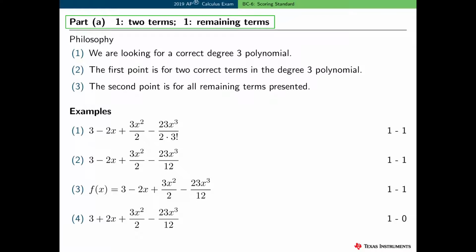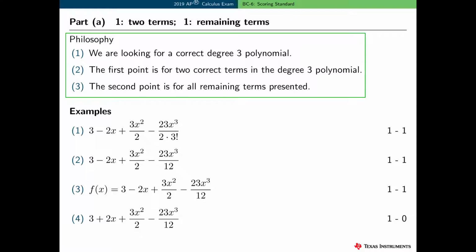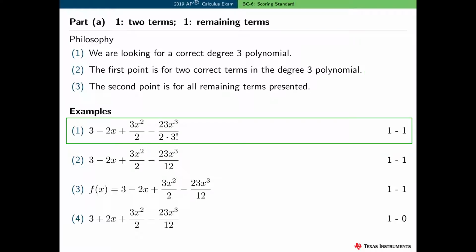Part A was worth 2 points: 1 point for 2 correct terms, and 1 point for the remaining correct terms. Now, in general here, we're looking for a correct degree 3 polynomial. The first point is for 2 correct terms in the degree 3 polynomial, and the second point is for all remaining terms presented. Here are some example student responses and how each was scored.